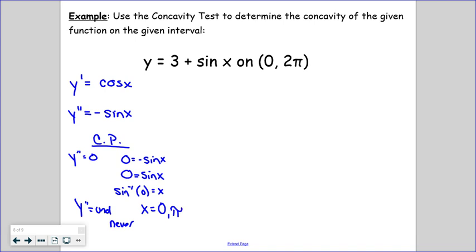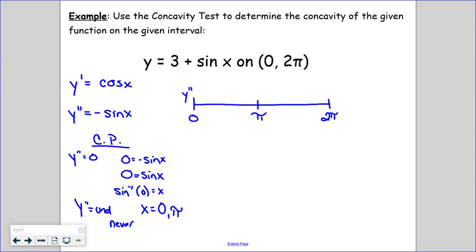Okay. Now 0 was already on my list of numbers I was going to put on the sign chart because it's the ends of this interval. So I would start my sign chart at 0 and go up to 2 pi. So 0 is already on there. Notice this one I don't make go from negative infinity to infinity. Add the pi in there because that was one of my critical points.